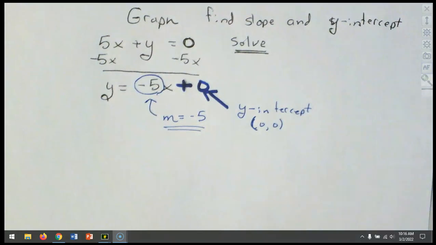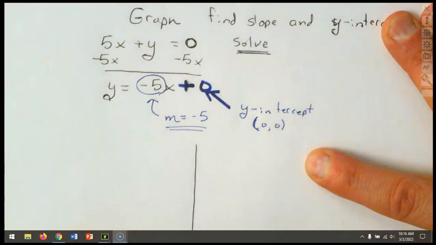So always remember, solve it for y. If there's no number, that means there's actually a 0 there. So that means your y-intercept is the origin, and that's at 0, 0. How do we graph it? Well, we quickly graph it.